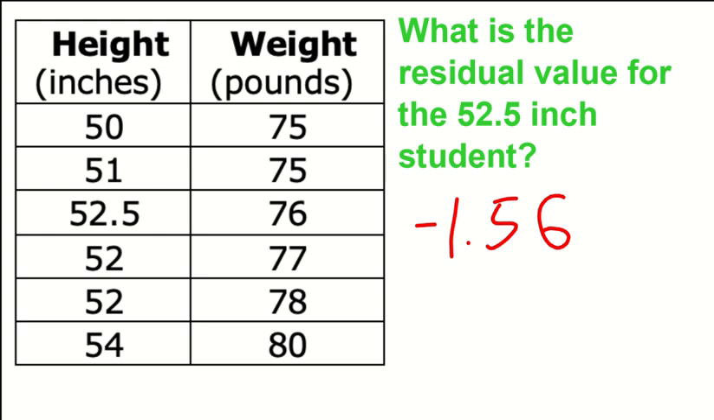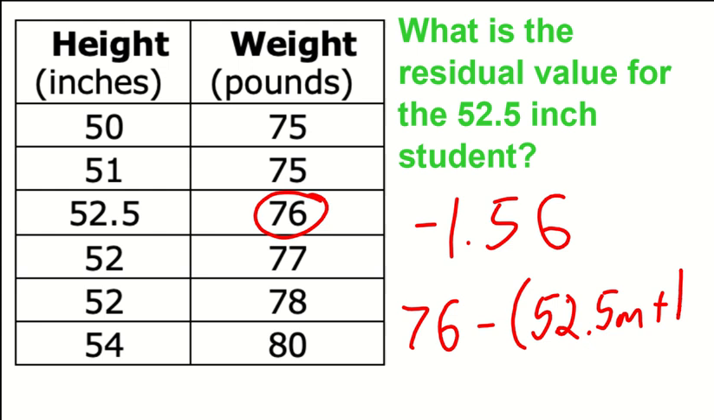Put that into your Desmos after you get your line of best fit equation. Our actual value is 76 minus 52.5m plus b. All right, so that's how it should look on the next row. If you do that correctly, you'll get that negative 1.56. Everybody follow on that? Really, that end parentheses is probably not super necessary. Okay?